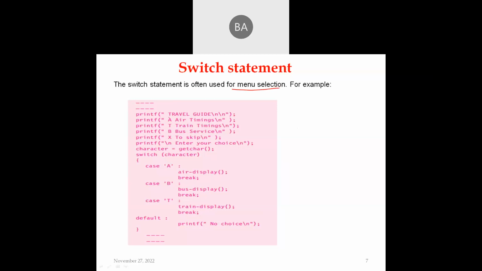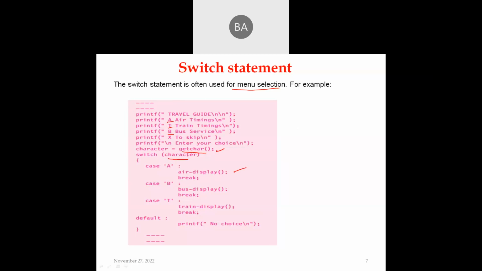So for example, this is a menu, we are printing that travel guide. Here A indicates air timings, T indicates train timings, B indicates bus service, and X to stop. Enter your choice. Then we are reading the character from the keyboard using getchar, an unformatted input function. Based on the character the user has inputted, A, T, B, or X, you have to perform the respective action.